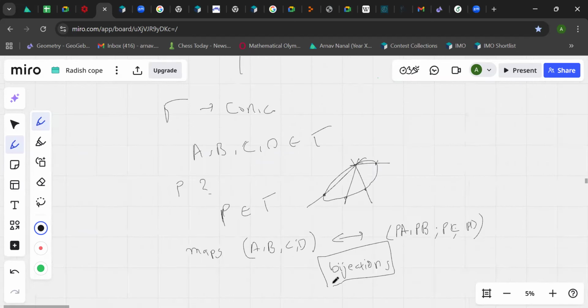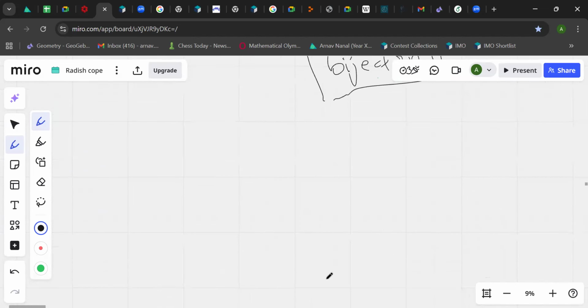Another thing you can see is why we cannot project onto a conic which doesn't pass through P: you will have double intersections. Like this line, will you project it here or will you project it here? Do you get what I'm trying to say? Should I rephrase? Yeah. So this is the case.